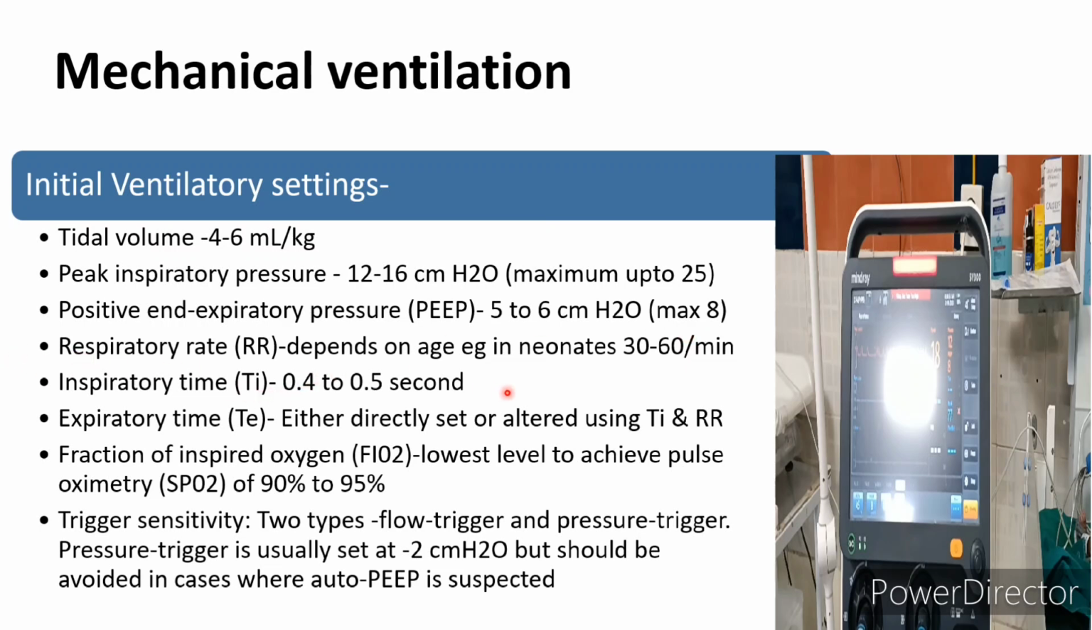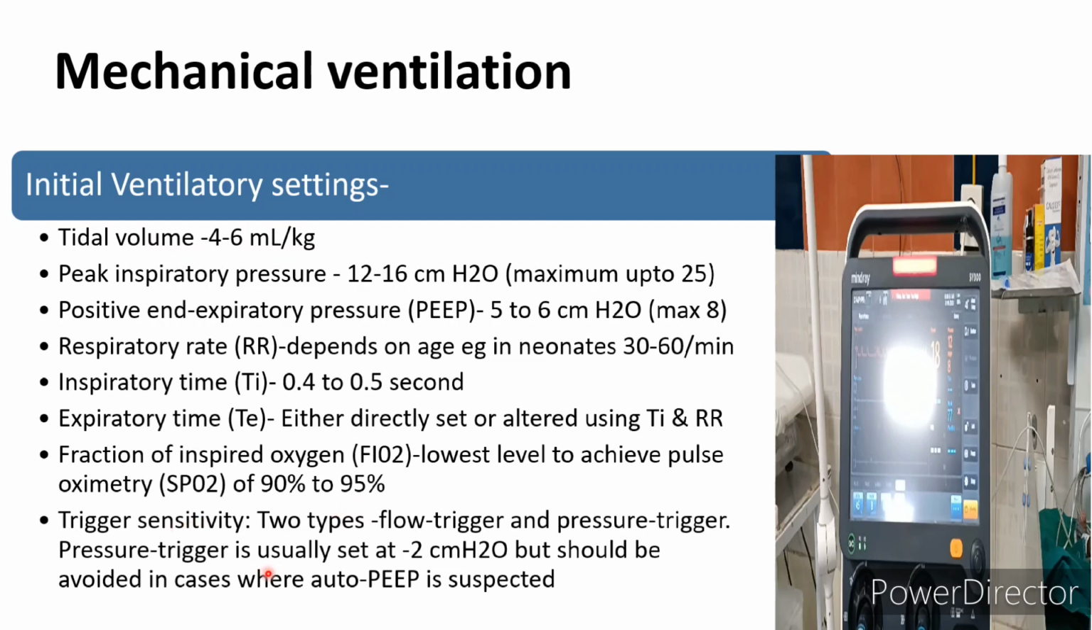Respiratory rate depends on the age of the patient. For example, in neonate 30 to 60 per minute. Inspiratory time 0.4 to 0.5 second. Expiratory time, TE, is directly set according to the TI and RR, or we can alter it by using the TI and RR, respiratory rate. And for FiO2, we have to set the lowest FiO2 to achieve SpO2 between 90 to 95%.